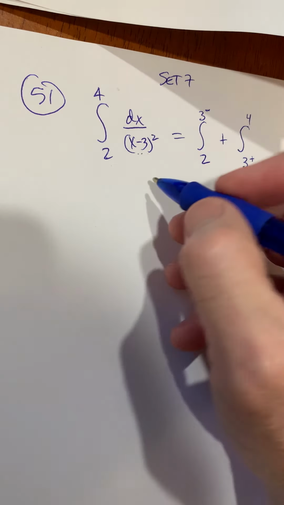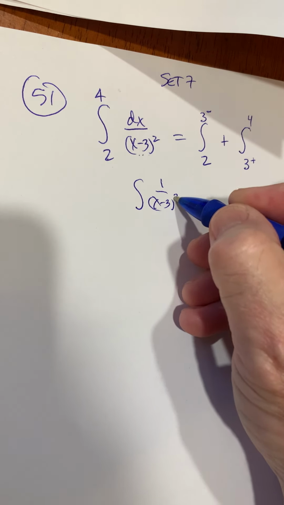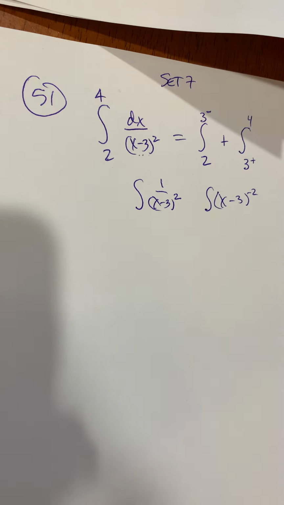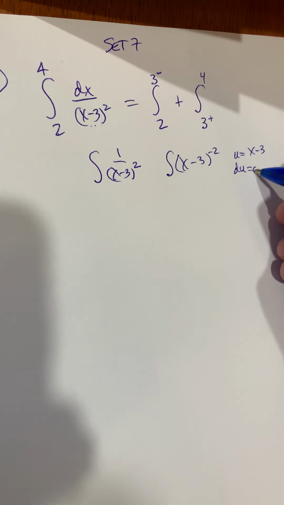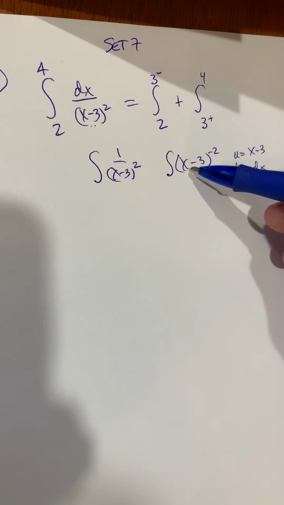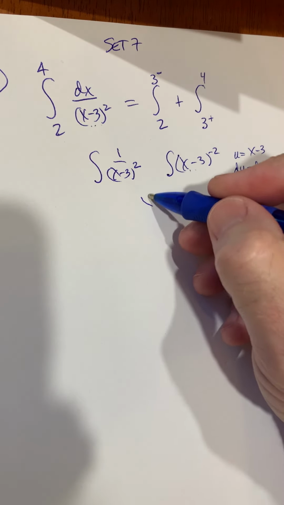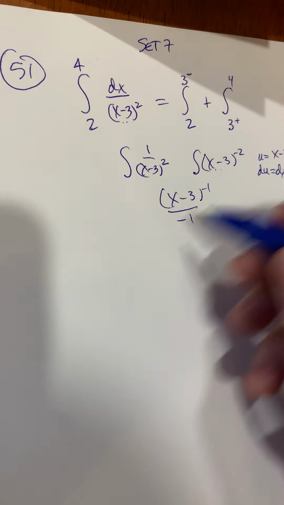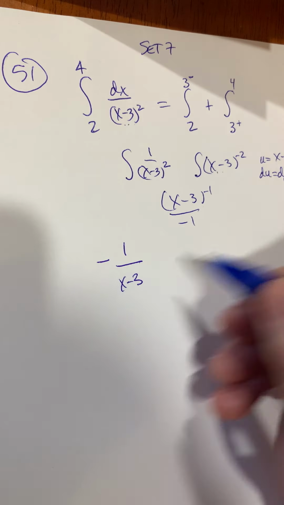So let's just do the integral first. It's just the integral of 1 over (x minus 3) squared, which is the same thing as (x minus 3) to the negative 2. It's just a little quick u-sub. u equals x minus 3, so du is dx. You don't really have to do the u-sub. It's the same thing as you would normally integrate it. So (x minus 3) to the negative 2 is going to give us (x minus 3) to the negative 1 over negative 1. So when I integrate this thing, it's going to be negative 1 over (x minus 3).